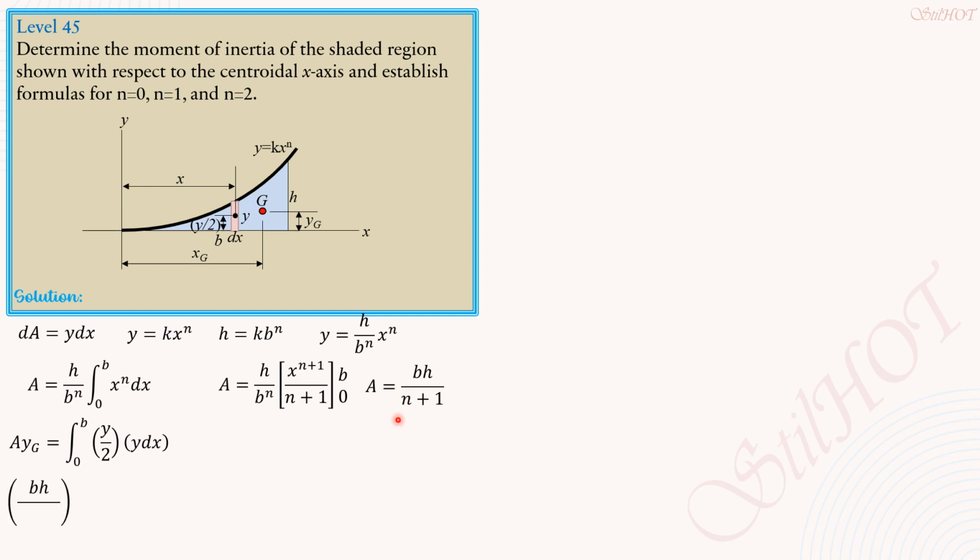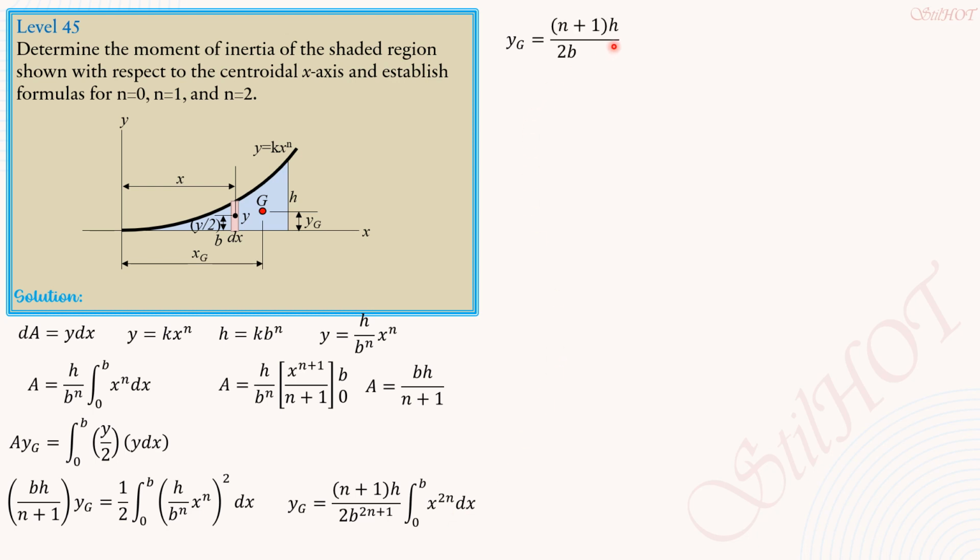So area, bh over n plus 1, times yg equals 1/2 integral of y squared, and y squared is h over b to the n times x to the n, quantity squared, dx. So simplifying, this is h squared, so we can cancel h, there is h here, n plus 1 times h over 2 b to the n, b to the 2n, because we have to square it, b to the 2n times b to the 1 is b to the 2n plus 1. So yg is equal to n plus 1 times h over 2b to the 2n plus 1 integral of x to the 2n dx. The integral of x to the 2n is simply x to the 2n plus 1 over 2n plus 1 by power formula.